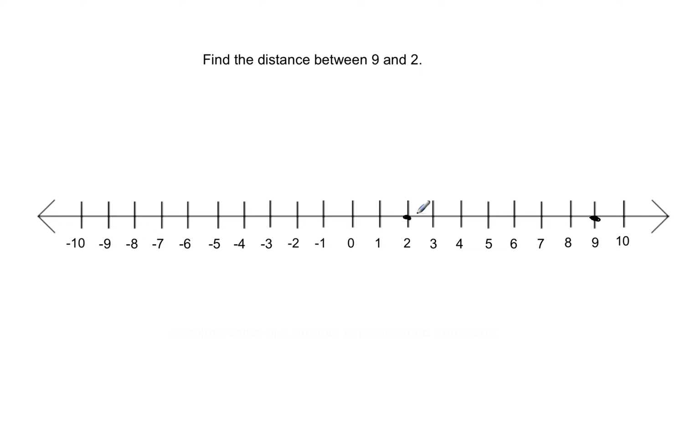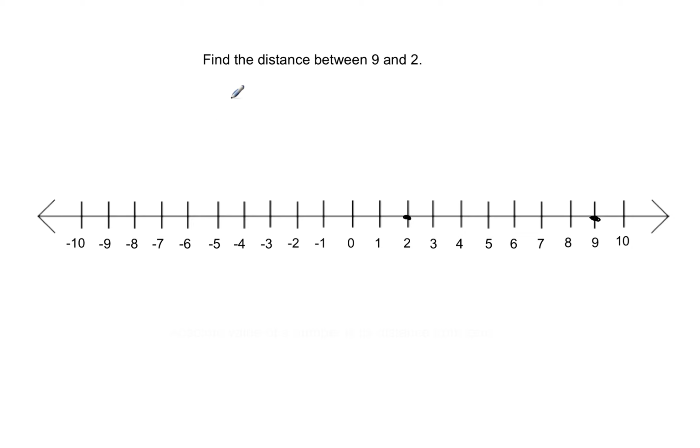And anyone can see that if you counted the distance between 2 and 9 by simply sequentially going from positive 2 to positive 9, you'd get 1, 2, 3, 4, 5, 6, 7. But let's see how we can do this mathematically. So what I'm going to do is find the distance between these two numbers, which means I'm actually finding the difference between these two numbers.